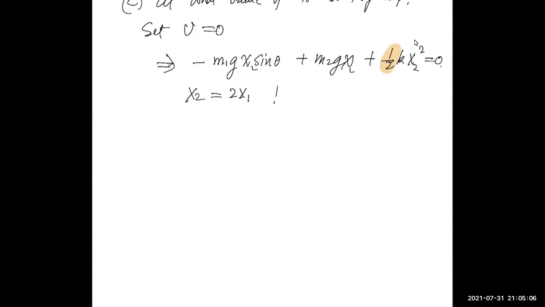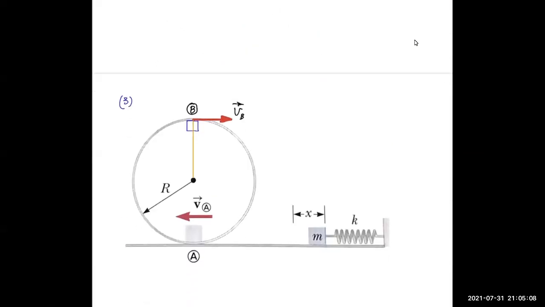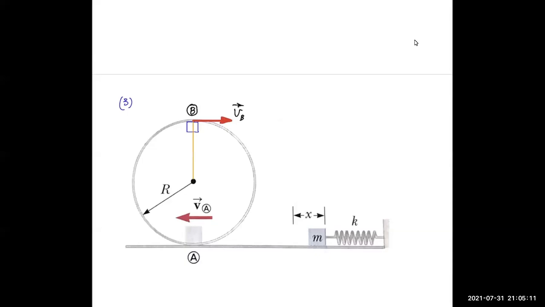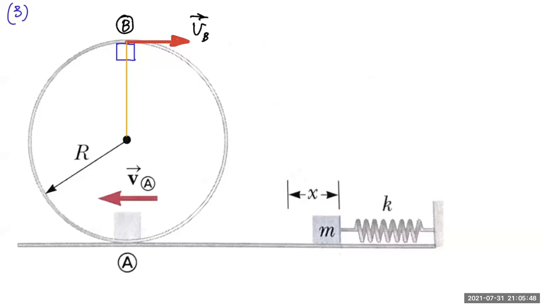Now, let's look at the final sample problem, this one. What we have here is a block which is compressed against a spring. Actually, you compress the spring with this block. You start from here and move, pushing the block towards the wall, so the spring is compressed by an amount x, this way.